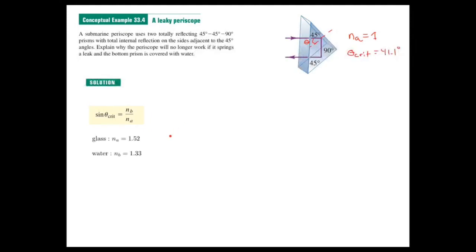If I immerse the glass prism in water, then the outside index of refraction goes up to 1.33. I need to recalculate the angle, and it turns out to be 61 degrees. And since 61 degrees is bigger than 45 degrees, some of the light refracts through this backside interface. And since the index of refraction is higher on the inside than on the outside, the refracted ray comes out at an angle that's greater than 45 degrees. Call this theta sub b. And this ends conceptual example 33.4.